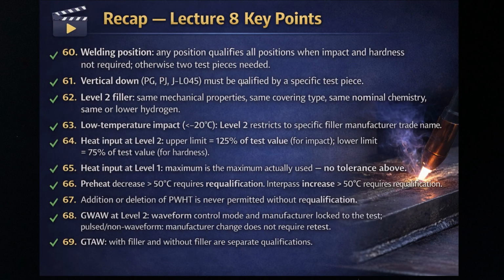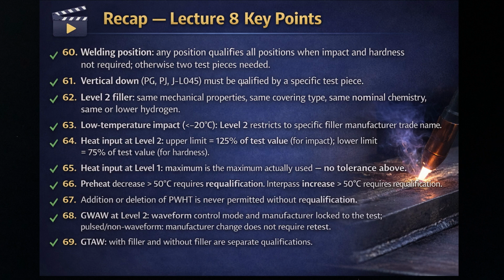Recap, Lecture 8 Key Points. 60. Welding position. Any position qualifies all positions when impact and hardness are not required, otherwise 2 test pieces are needed. 61. Vertical down, PG, PJ, JL045, must be qualified by a specific test piece. 62. Level 2 filler. Same mechanical properties, same covering type, same nominal chemistry, same or lower hydrogen.